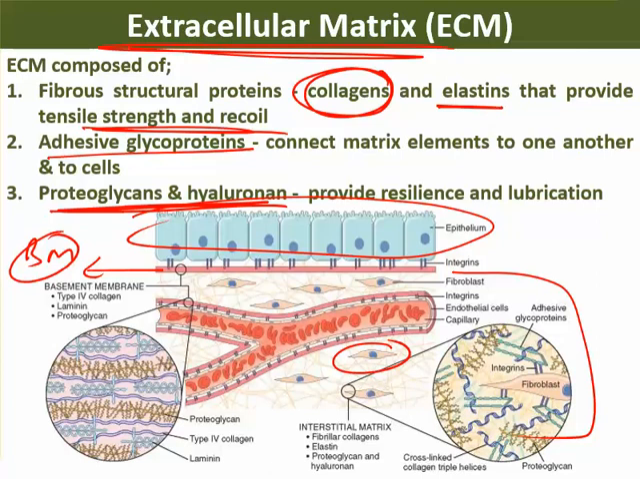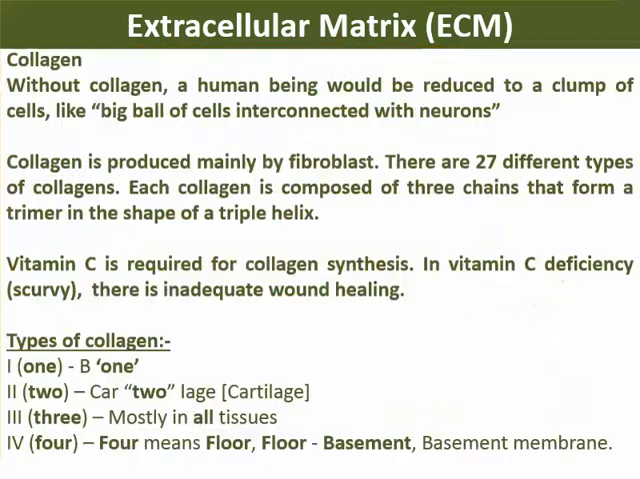So we have epithelium, basement membrane. Below the basement membrane, we have connective tissue. That connective tissue is produced by the fibroblast. The main connective tissue is collagen. There are different types of collagen. You should remember at least 4.